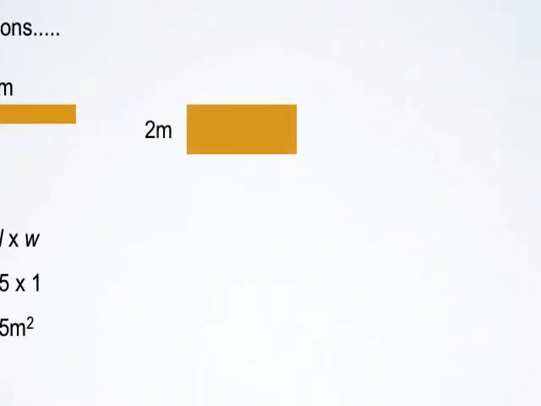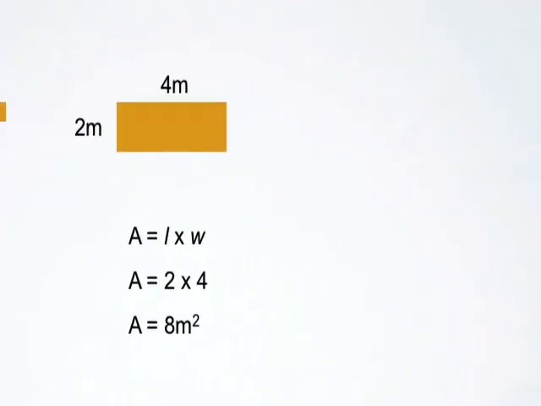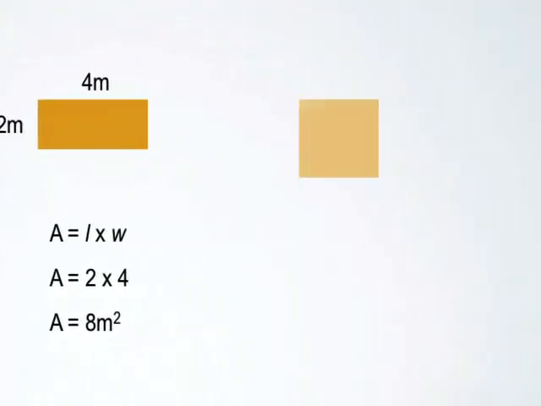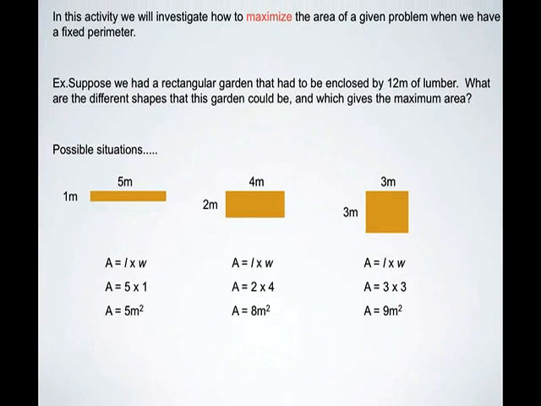Second situation has a garden measuring 2 meters by 4 meters. Again, keeping in mind that we have 12 meters of lumber that needs to go around the outside. And in this situation, it gives an area when you multiply the length times the width of 8 meters squared. And another situation is when we have a garden that's 3 meters by 3 meters. When we do length times width for this one, we get an area of 9 meters squared.